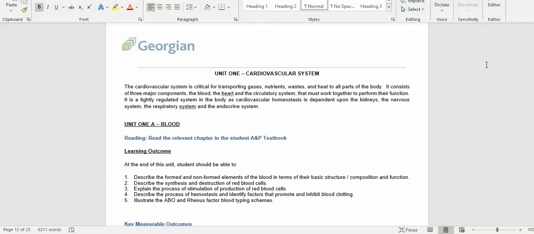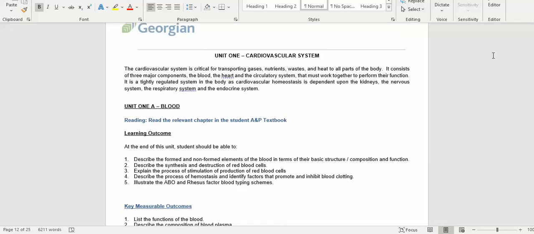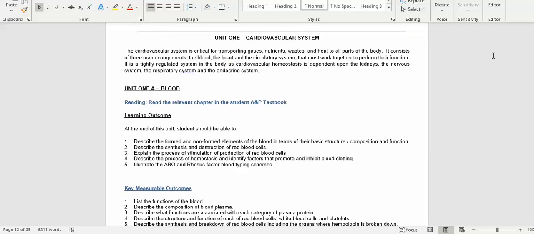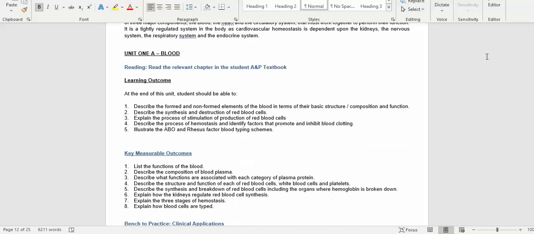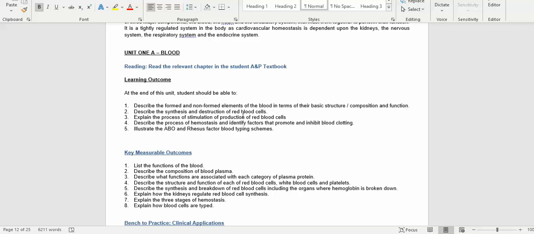In these next few pages, I've actually broken out the learning objectives for each one of the systems. Unit 1 is the cardiovascular system, which is subdivided into blood, heart, and circulation. So for blood, you'd be able to describe the formed and non-formed elements, describe what happens, where the blood cells come from, where they go, etc.